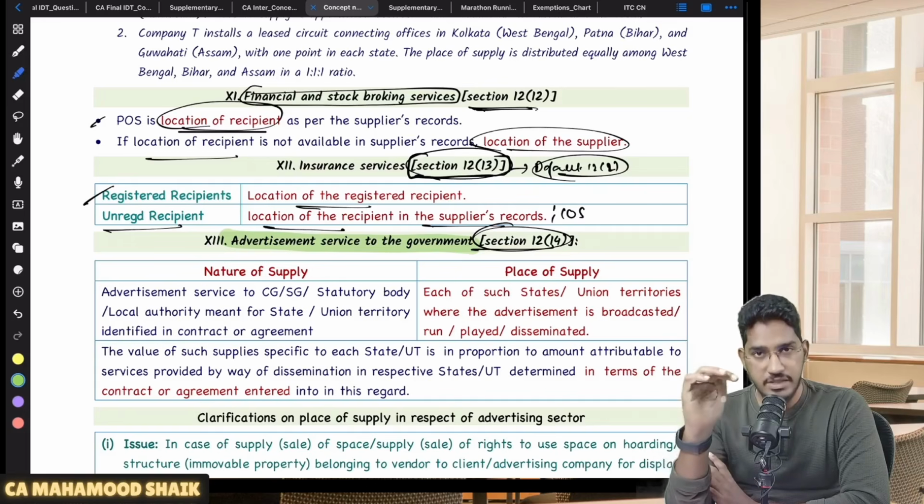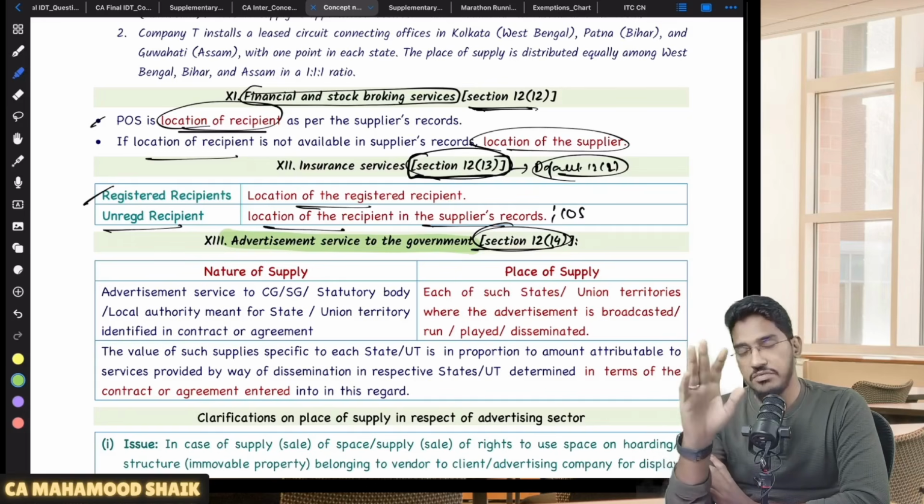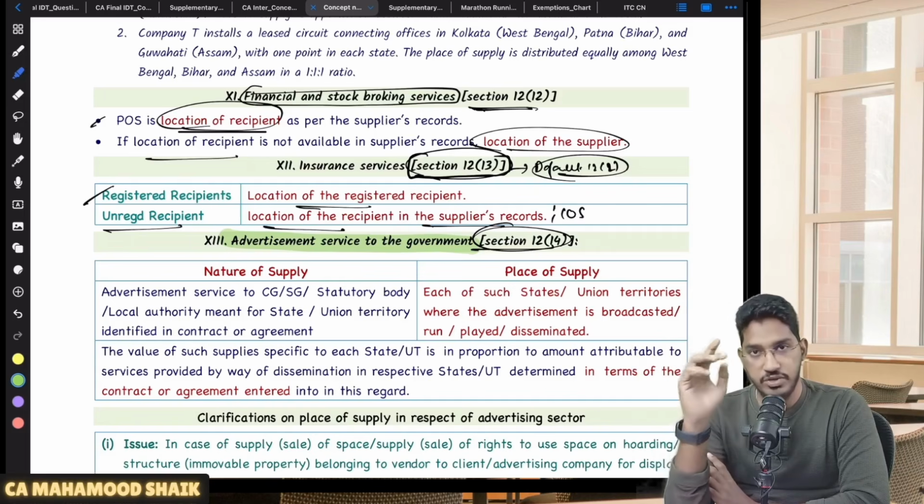If you are providing advertisement services to others, it will not fall under 12 subsection 14. It will go to the default provision. If I'm an advertising agency, if I'm providing advertising services to a corporate company, it will not fall anywhere starting from 12 subsection 3 to 12 subsection 14.